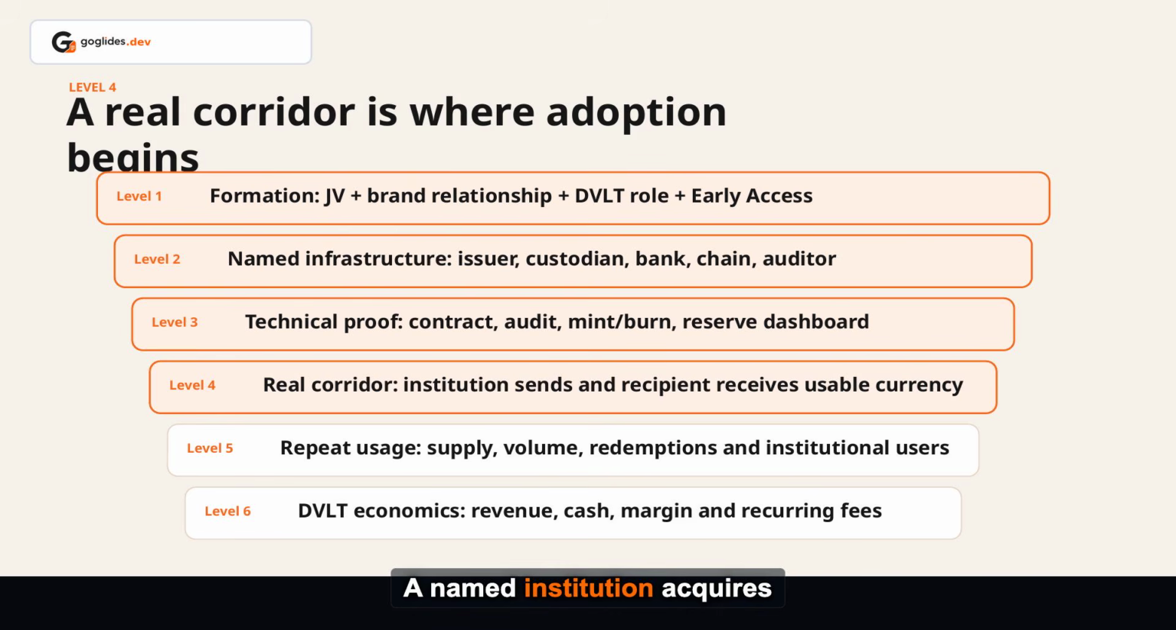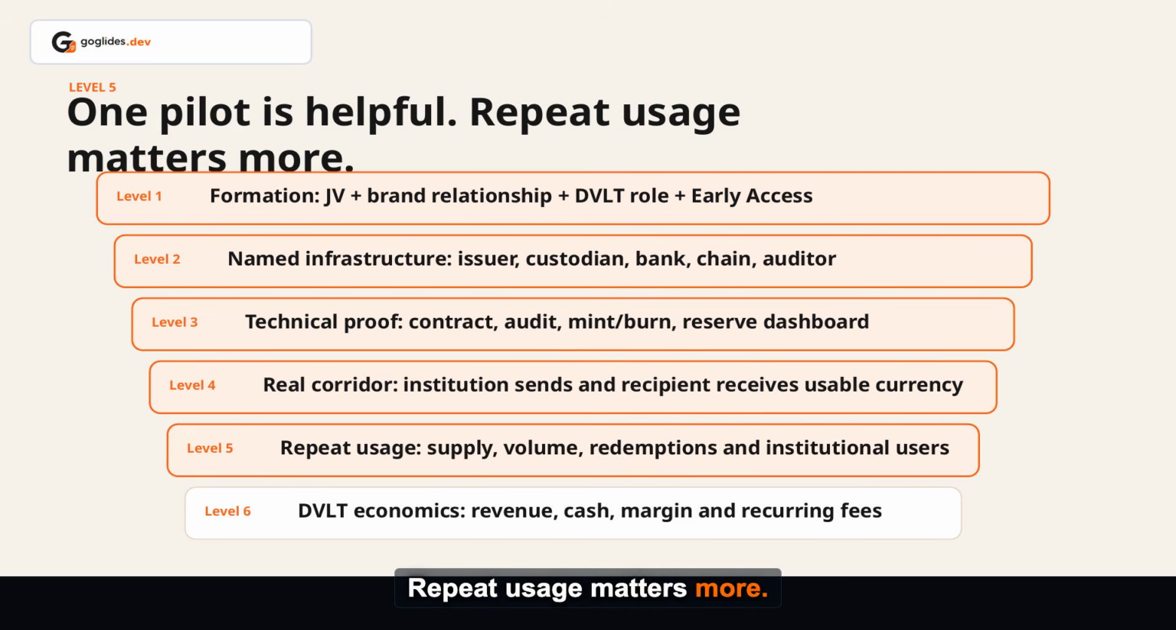A named institution acquires MUSD. It sends the stablecoin across a real payment corridor. A local partner converts it. And the recipient receives usable local currency. Then we compare the full cost and time with existing remittance systems, not only blockchain settlement speed, the entire customer experience. One pilot is useful. Repeat usage matters more. I would track circulating supply, transaction volume, redemption volume, institutional users, local liquidity, and repeat transactions.